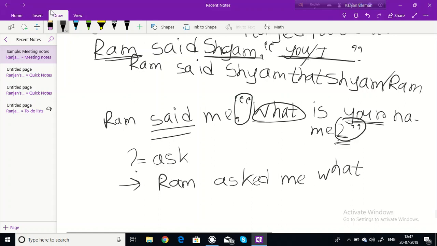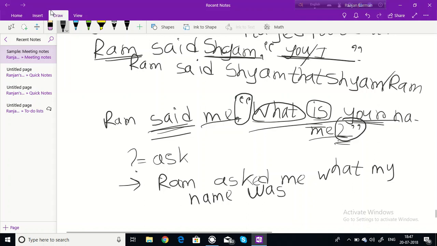And your means I, the second person, and we have to remember that here it may be a question sentence, but we have to turn it into the assertive, and we have to write that my name, and at last this is the past, and at last we have to give a full stop, not a question mark, because we have turned the sentence into affirmative.